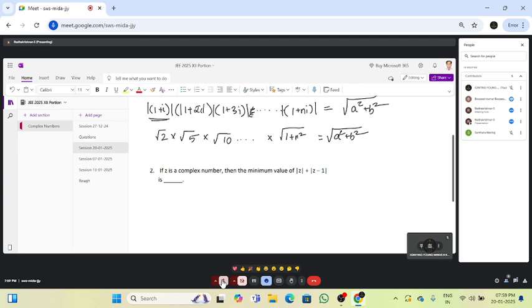Sir, I have taken modulus z1 plus modulus z2 greater than or equal to modulus z1 plus z2, sir. So for the given modulus z plus modulus z minus 1, according to the property, we can take z1 as z and z2 as 1 minus z. So modulus z plus modulus z minus 1 is greater than or equal to 1, sir. So the minimum value is 1, sir. Okay. Very good. Fantastic. Thank you, sir.